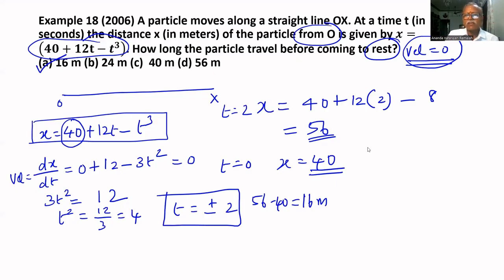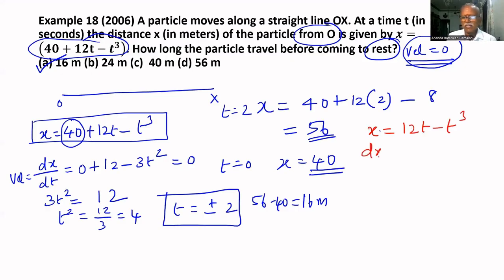56 meter is not correct. Initially, if it is at 0, then 56 is correct. So, suppose I'll give another example. I'll give another example. Suppose my equation is like this. X equal to 12t minus t cube. Let us assume.